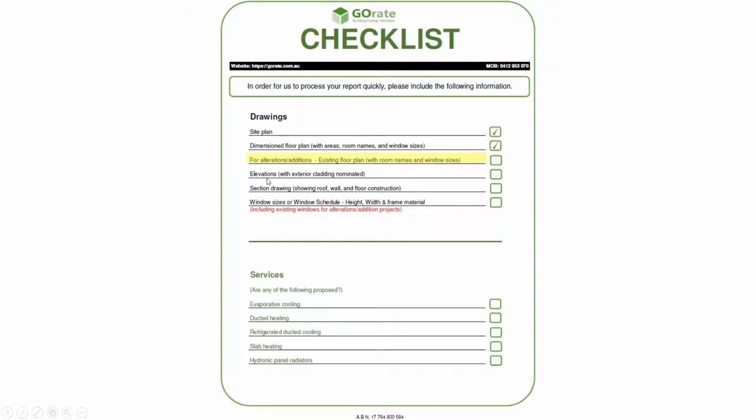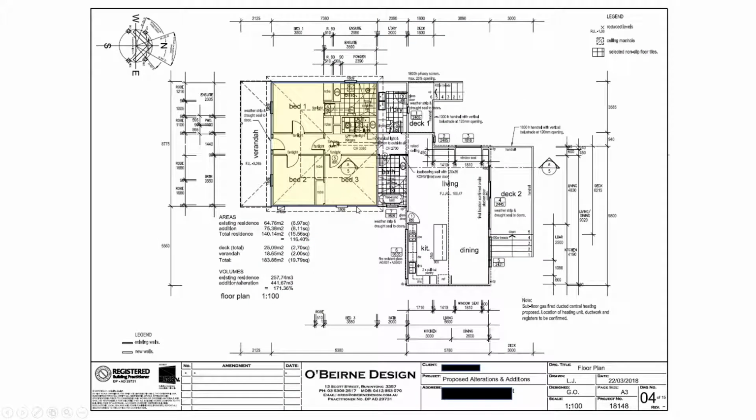Now next up is for alterations and additions. We also need the existing floor plan with room names and room sizes. So here, shaded in yellow, we have the existing part of the building, and the rest of it is the new part. So we need the areas of the existing building and the area of the addition to establish the total residence size, and that's for our calculation purposes.